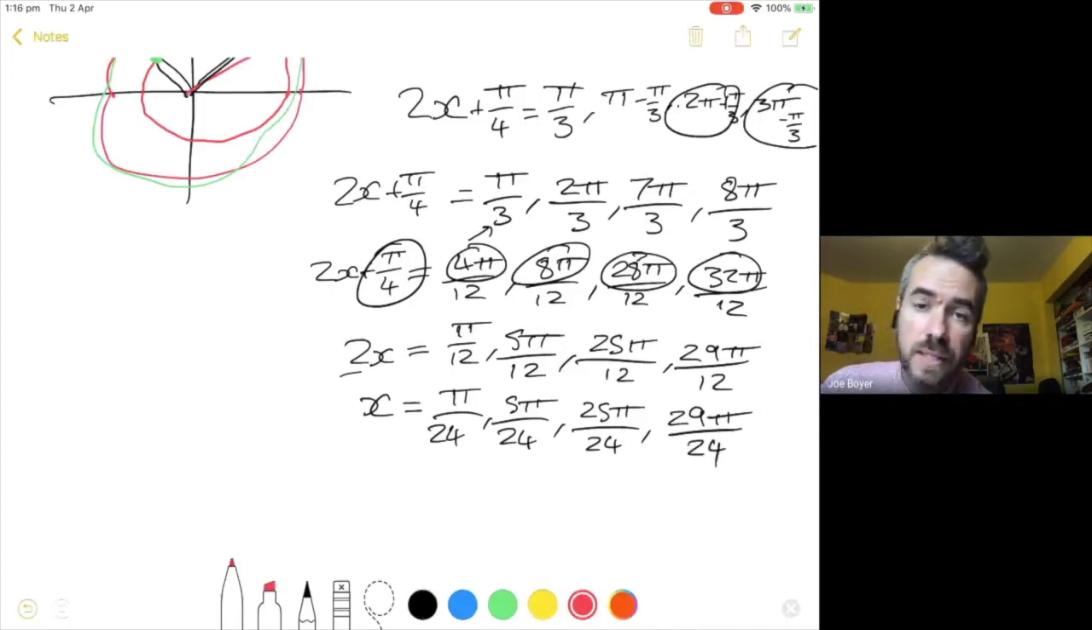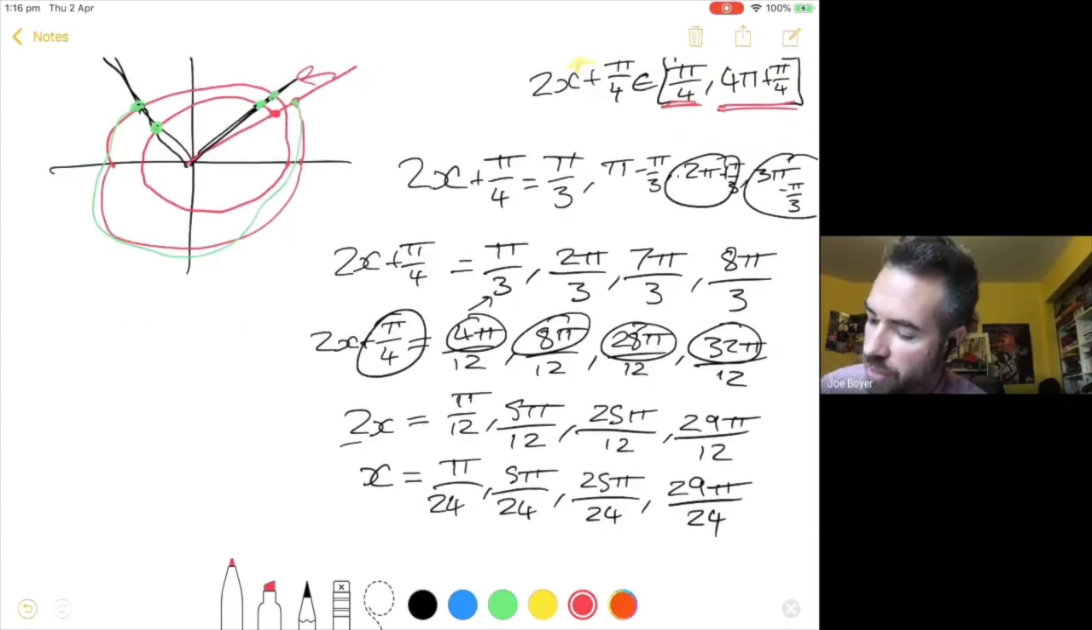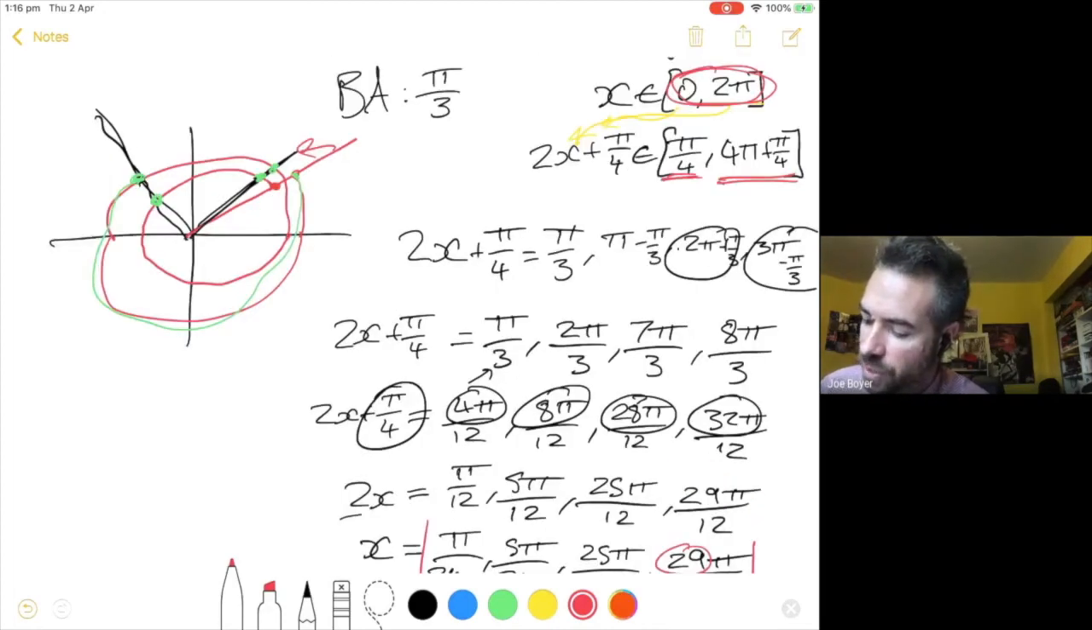A really good way to double check is to make sure that they're all within the original domain that we were given, which was 0 to 2 pi. So let's just see, they are all bigger than 0? Yes, that's correct. The lowest one is bigger than 0. They are all less than 2 pi. So this one, 29 pi on 24, the 29 is bigger than the 24, which tells me that it's a little bit bigger than pi, but clearly that is less than 2 pi. So they all fit within their domain.